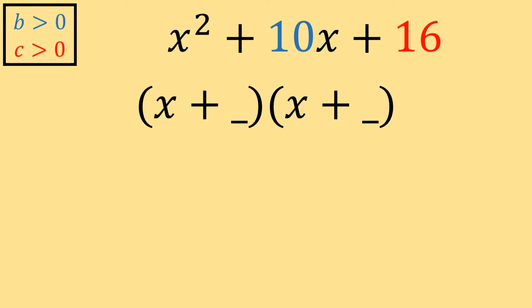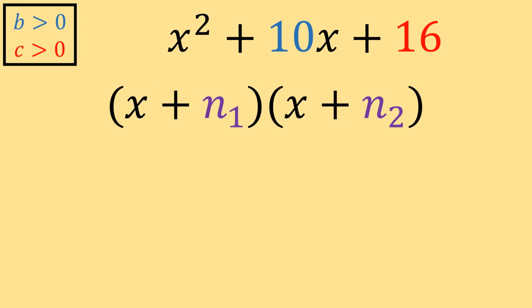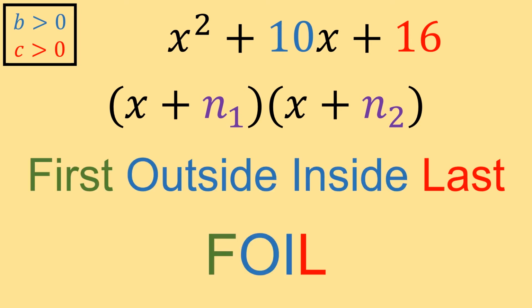So let's, for now, assume that our first number in the first binomial is n1, and our second number in the second binomial is n2. And we're going to try to make sense of how we can get n1 and n2 to match up with the certain values of b and c for this particular problem. This brings us to everybody's favorite term, FOIL.